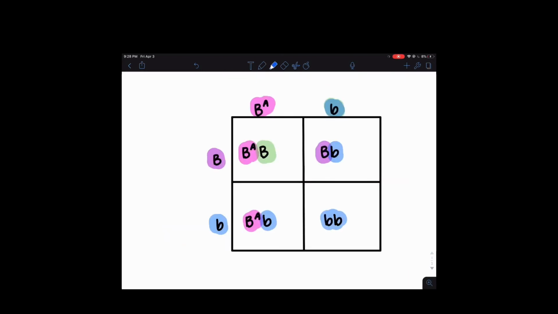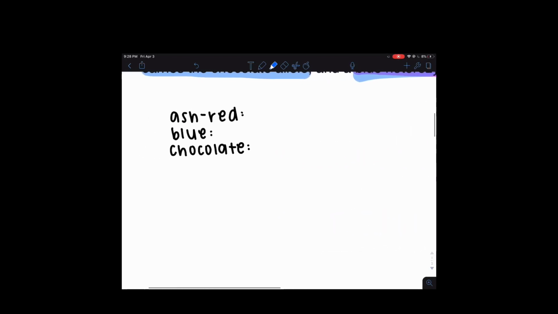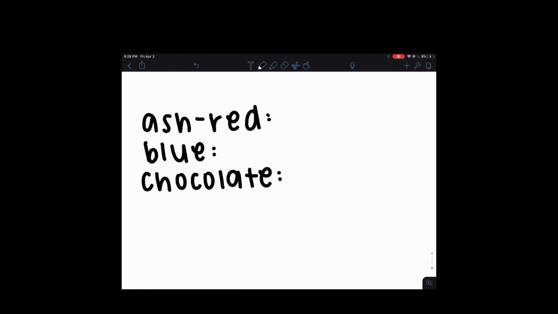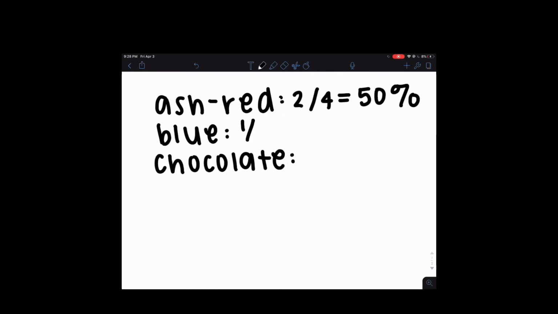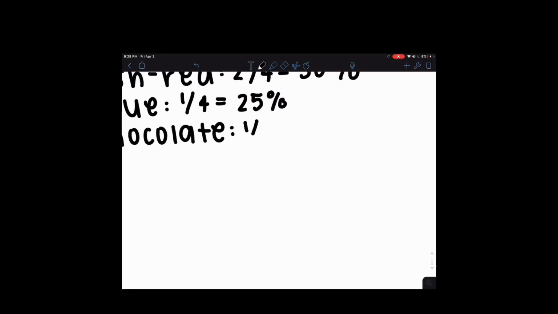So now that we have crossed the parents, we can conclude that the ash red babies, there will be 2 out of 4 of them because there are 2 out of 4 that have the dominant allele, which is the same thing as 50%. And there is 1 out of 4 blue babies because there's 1 out of 4 that has the capital B and the lowercase b, which is the same thing as 25%. And there will be 1 out of 4 chocolate babies because there is 1 out of 4 that has the 2 lowercase b's, which is also 25%.